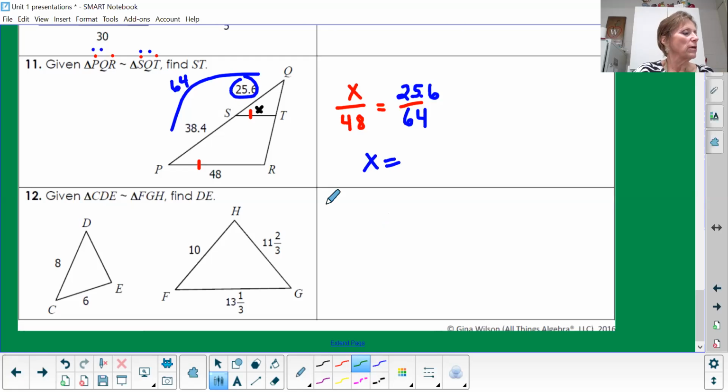Okay, last one, number 12. Okay, number 12, it says, given triangle CDE is similar to triangle FGH, find DE. So I'm looking at DE, and that's where I'm going to put my X. Okay, so I'm going to start with X. Okay, from D to E, so I'm going to say from G to H and put that number here. From G to H is 11 2/3.